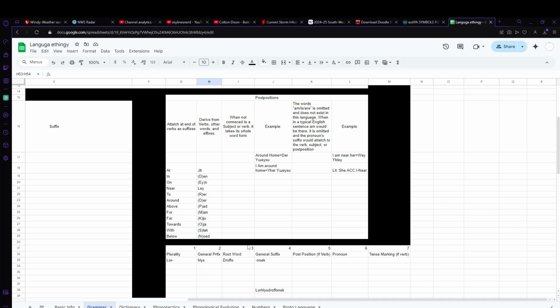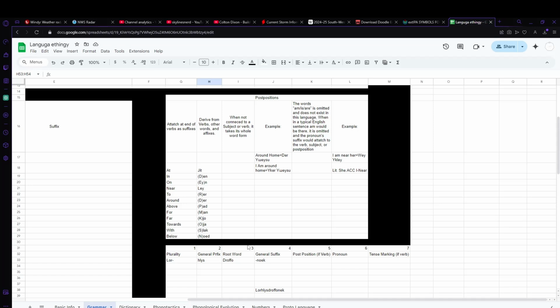Now about am, is, and are, they don't exist. Whoop woo, bye bye, not here. Not necessary. They're omitted and they don't exist in this language. When in a typical English sentence, am or is or are would be there, it's omitted and the pronoun suffix would attach to the verb, subject, or the preposition. That's what I'm saying. Like I said earlier, flashback to the original grammar video, nouns don't have cases for gender, but verbs do.